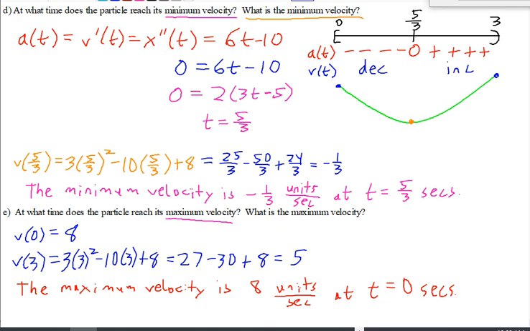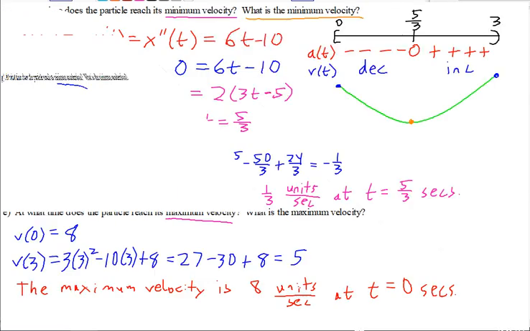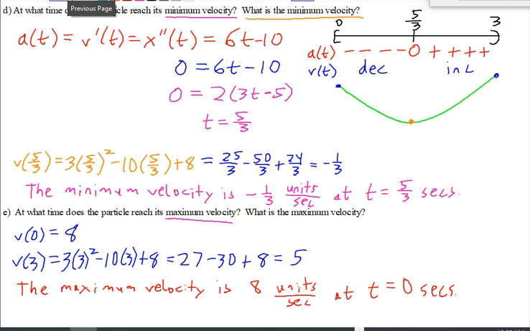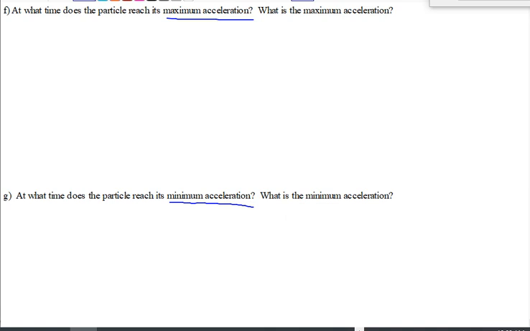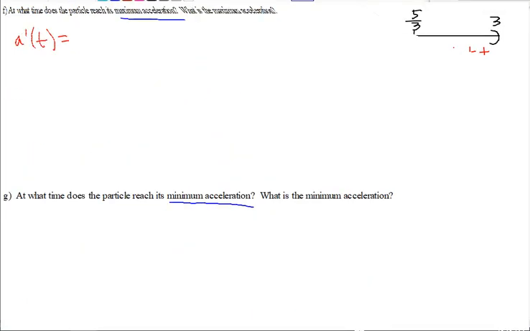All right, let's keep going with this concept here. It gets a little easier as we go. Parts F and G ask for the maximum acceleration and minimum acceleration. So again, key concept, remember to find maximum and minimum position, we need to use its derivative velocity. Then what we just did, to find the maximum or minimum velocity, we had to use its derivative acceleration. So if we want to maximize or minimize acceleration, we need the derivative of acceleration, a prime of t. And we know acceleration is 6t minus 10 from the previous part, so its derivative would just be 6.